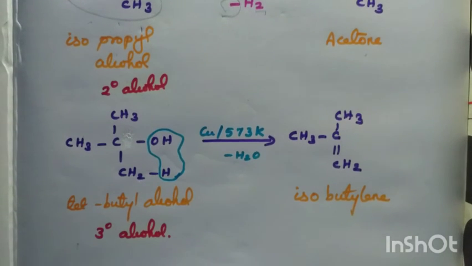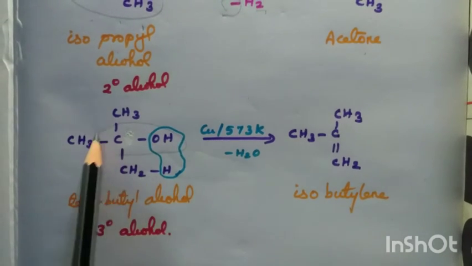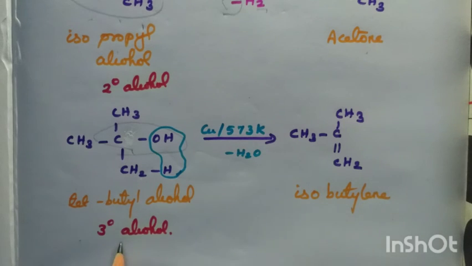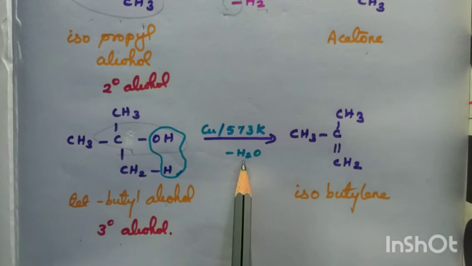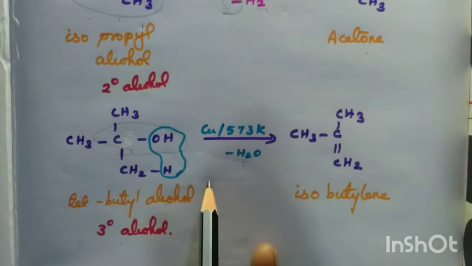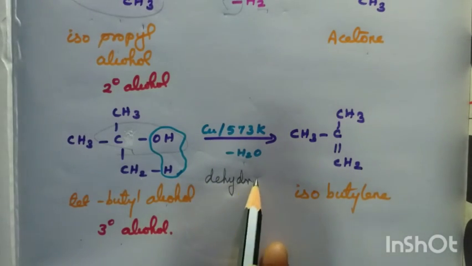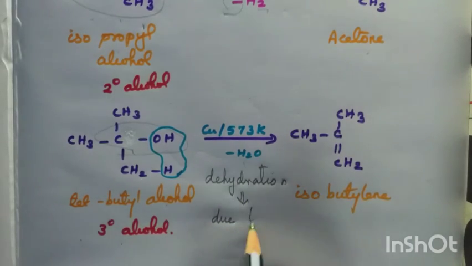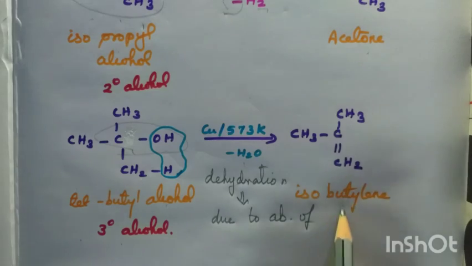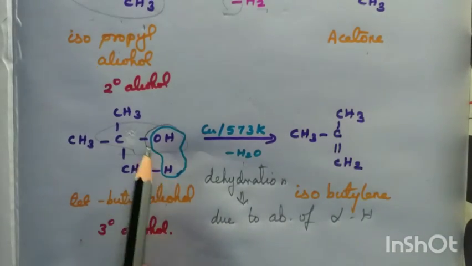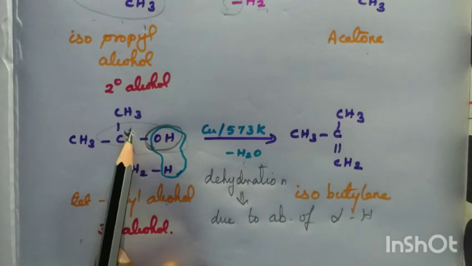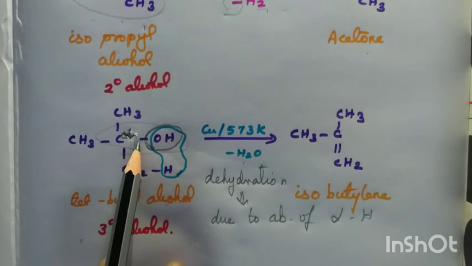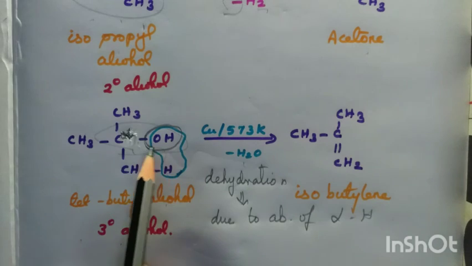And the next one is tertiary alcohol. Tertiary alcohol means a compound containing COH. The standard example for tertiary alcohol is tertiary butyl alcohol. Here we look at copper at 573 Kelvin. This does not undergo dehydrogenation. Instead, it undergoes dehydration. Why? Due to the absence of alpha hydrogen. This is our functional group, and this is the alpha carbon. There is no hydrogen there.